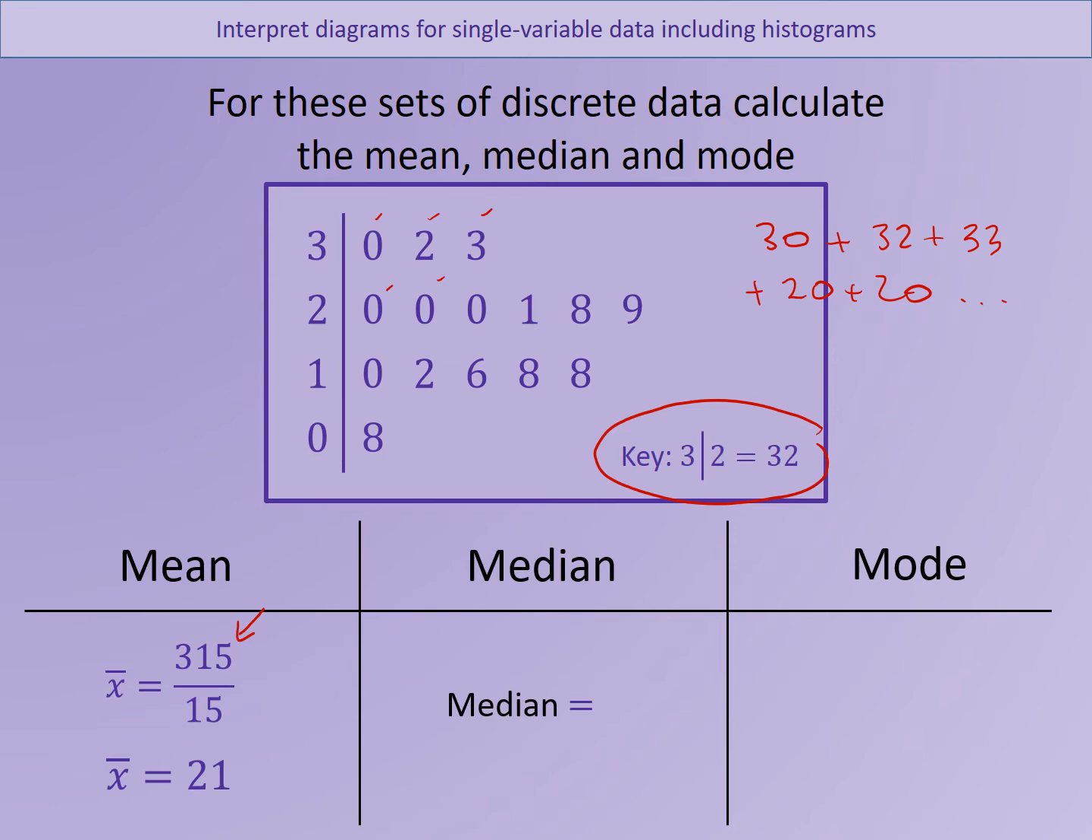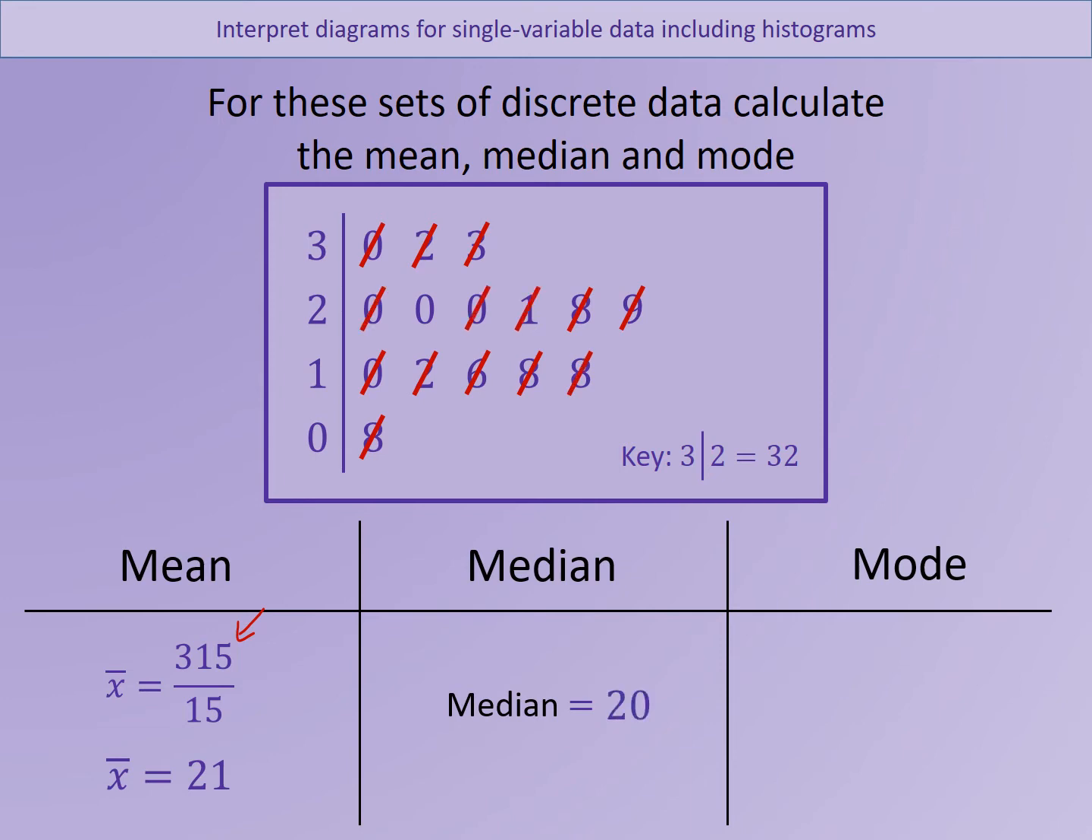The median is found by crossing off the start and the end values, working our way through this table. So we start with the lowest and the highest and work our way to the centre. And so there is only one piece of data left there, so that is a median of 20. And then the final one, the mode, is the one that appears the most, and in this case this is also 20.